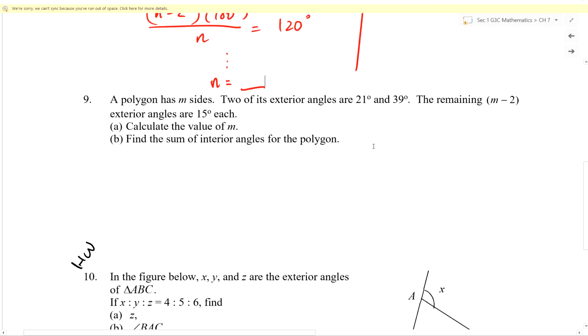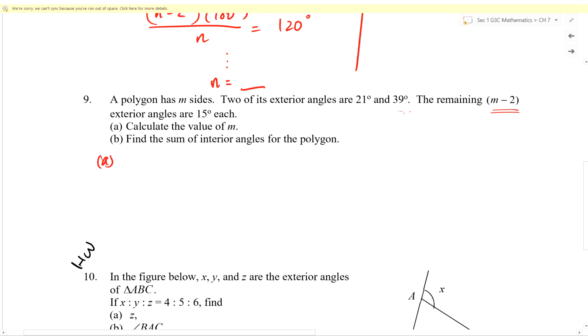Okay, so now let's move on to question 9. A polygon has m sides. Two of the exterior angles are 21 and 39. The remaining m minus 2, okay, they're very kind over here, they told you that there are remaining m minus 2. Earlier on, we had to do n minus 4 ourselves. So now they tell you that the remaining m minus 2 are 15 degrees each. Find the value of m.